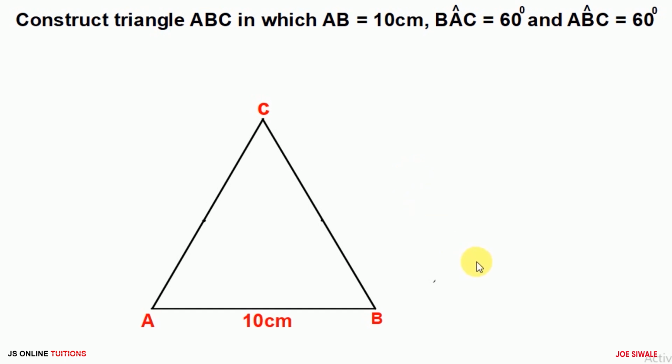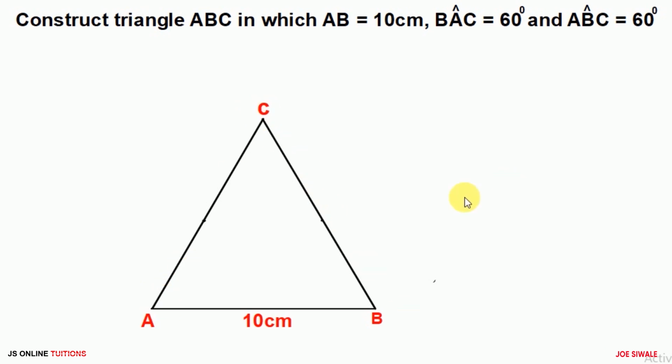So we have constructed our triangle ABC. We can indicate our angle which is at A as 60 degrees. We can also indicate our angle at B which is 60 degrees. We are also supposed to measure the length of line AC and the length of line BC. So let us measure those lengths. Then we are also going to measure the angle ACB, or the angle which is at C.